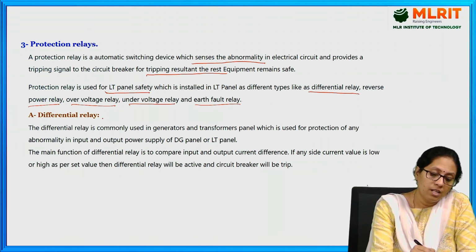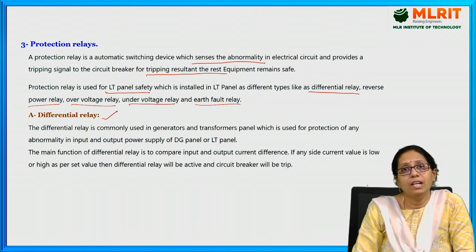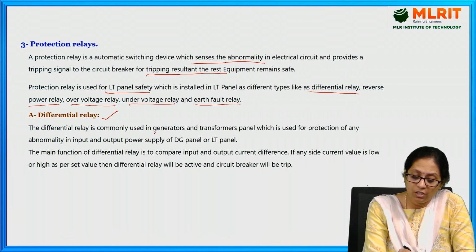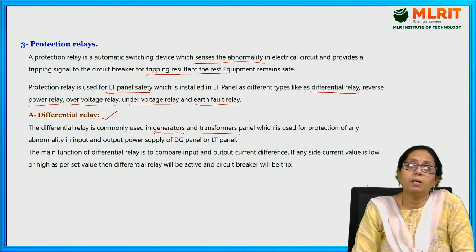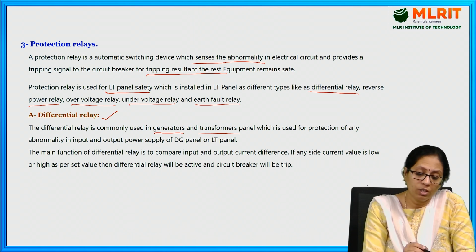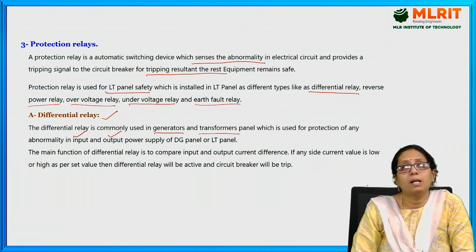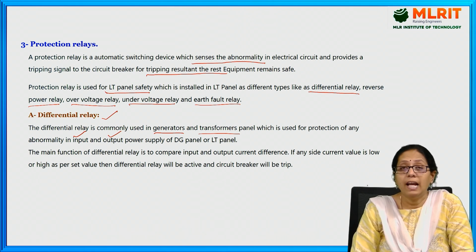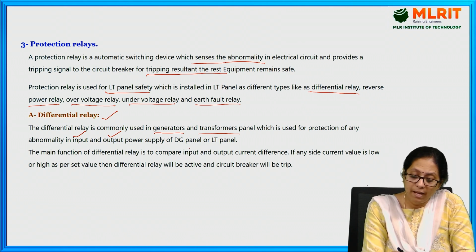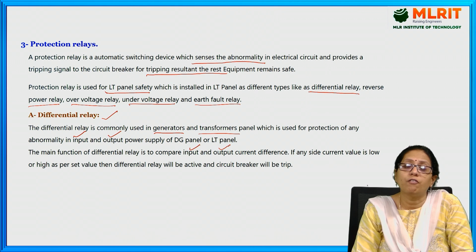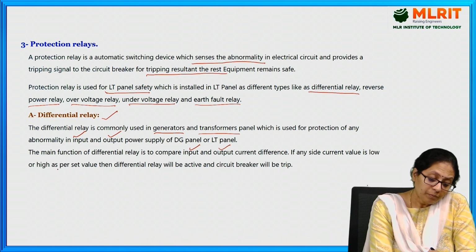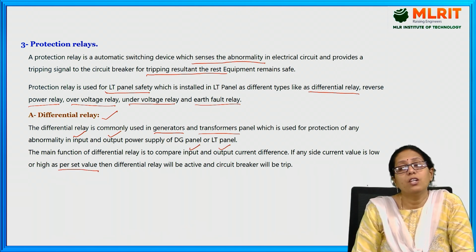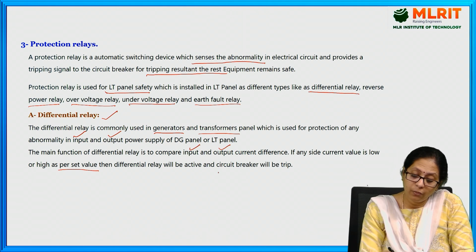First one is differential relay. A differential relay is commonly used in generator and transformer panels, and is used for protection against any abnormality in the input or the output power supply of the DG system or in the LT panel. The main function of a differential relay is to compare the input and output current difference. If any side's current value is low or high or as per the set value, then the differential relay will be active and the circuit breaker will trip.